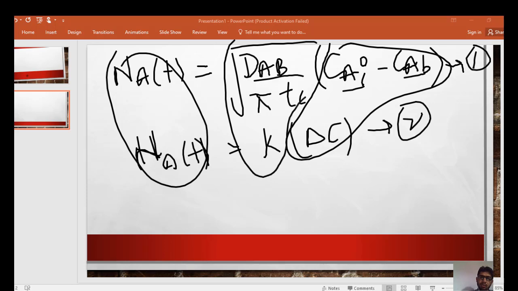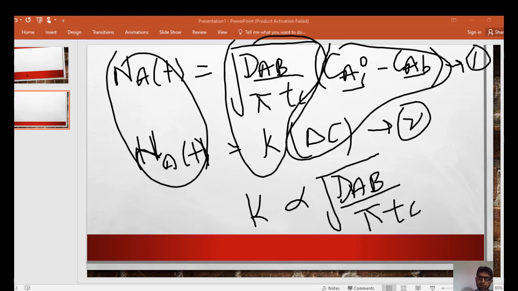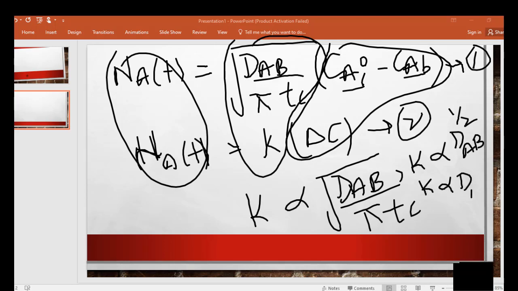So K is directly proportional to diffusivity of component A into component B divided by pi into contact time, under the root. So in this penetration theory, that showed us that the mass transfer coefficient is directly proportional to the diffusivity of component A in B to the power 1 over 2. So K is directly proportional to DAB under the root.